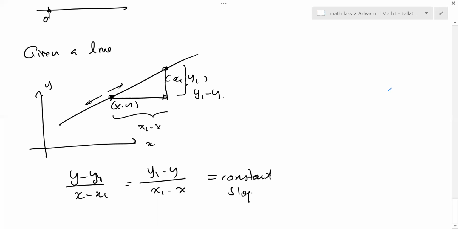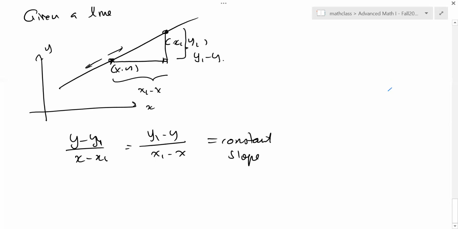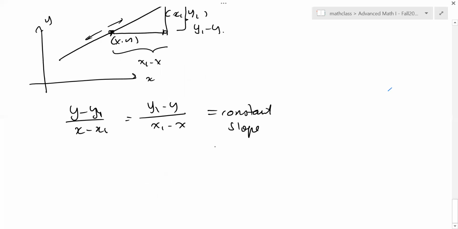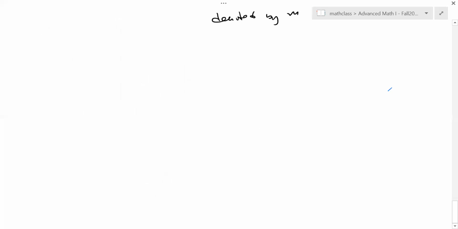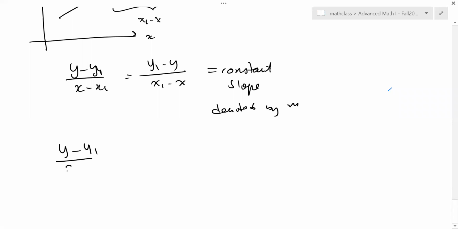And this constant is called the slope. Okay. So if that's denoted by m usually, then what do you get? You get y minus y1 over x minus x1 equals m, and then y minus y1 equals m times x minus x1. So this is a linear equation you get for the line. Okay, that tells you how x and y are related.